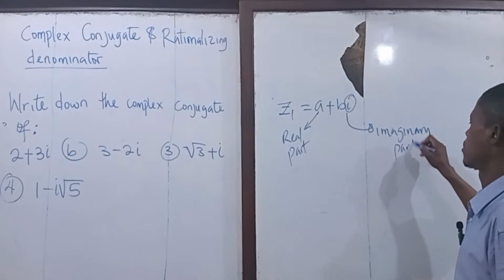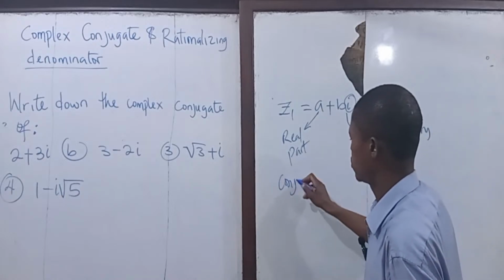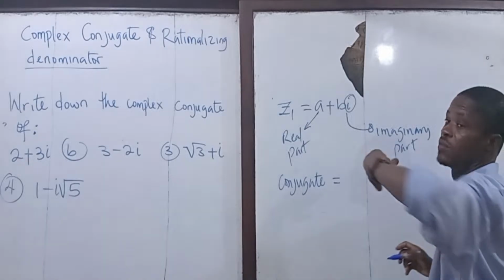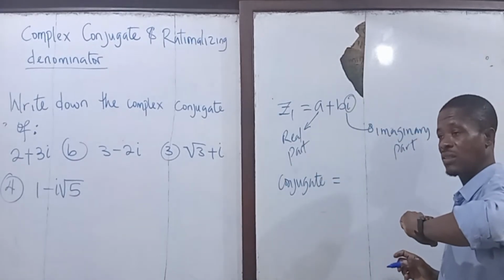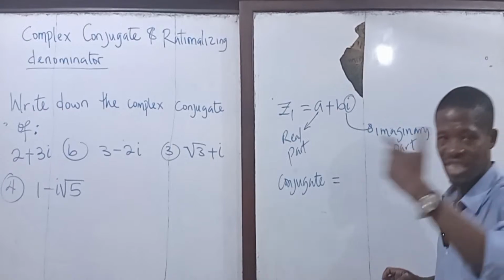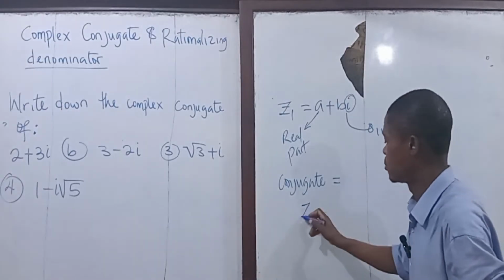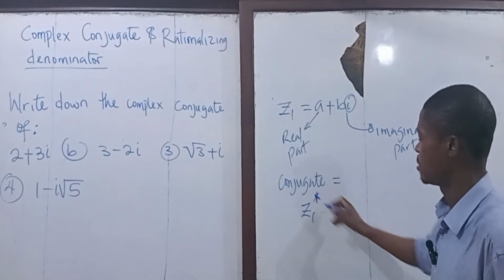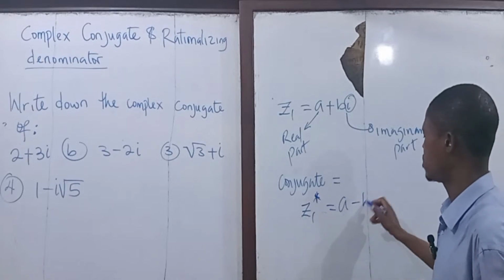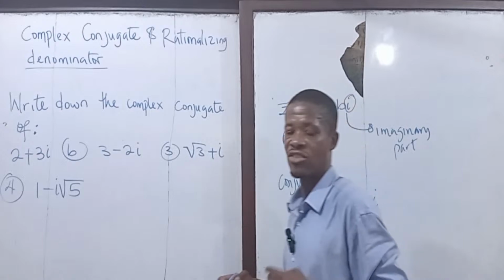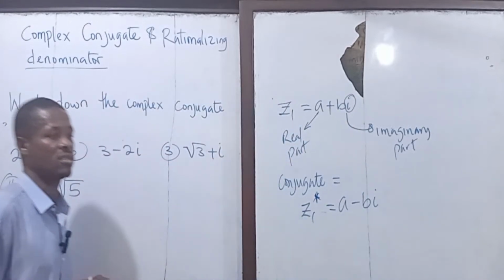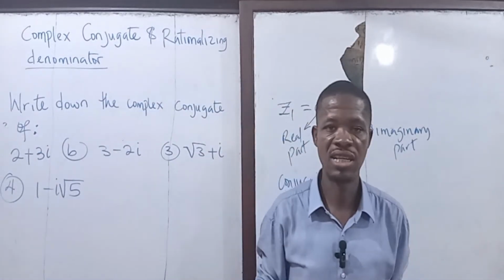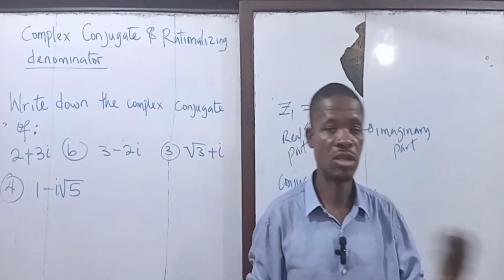Okay, so the conjugate is what? It is for you to go to your sign that connects the real part and the imaginary part and reverse, alternate the sign, and that will be what? z1 conjugate, which we denote with an asterisk, will be equal to a minus bi. We just alternate the sign, just change the sign. That's the meaning of the conjugate. Change the sign that connects the real part and the imaginary part. If it's minus, it becomes plus. If it's plus, it becomes negative.